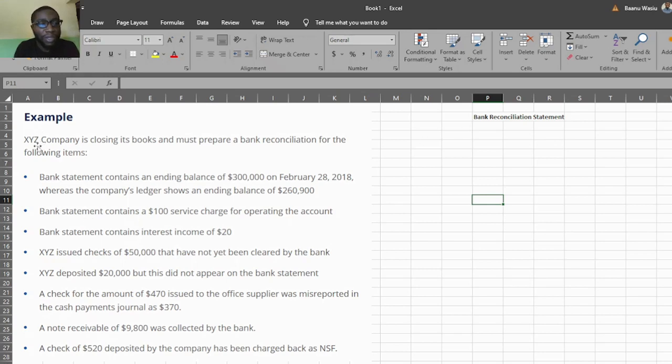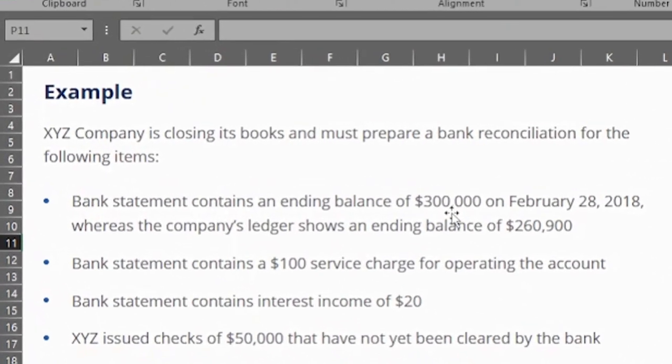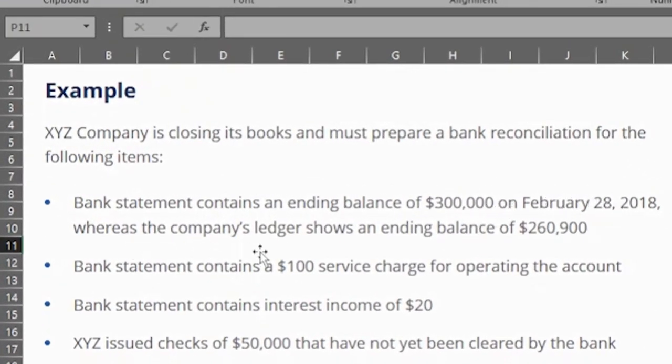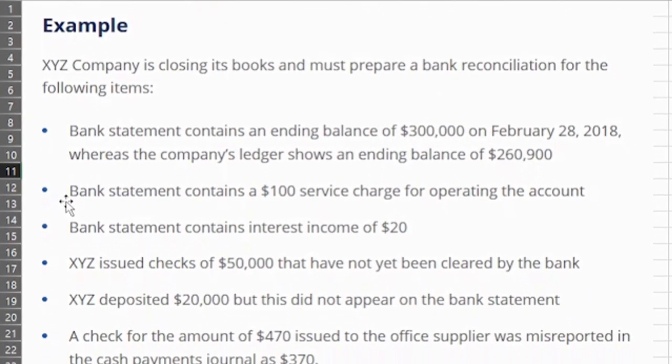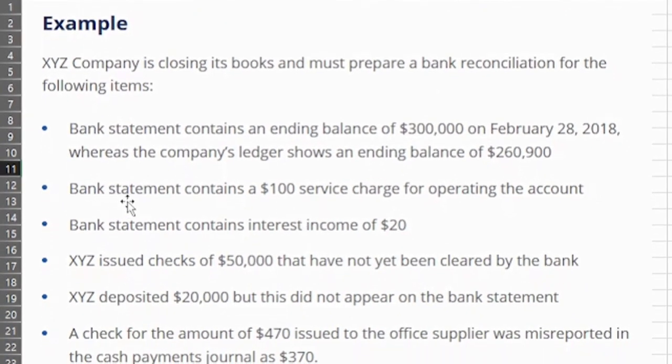Just like this example is saying, this company is preparing a reconciliation statement at the end of the period, and this has the observations. Number one, the bank statement contains $300,000 as balance, whereas the cash book is saying 260,000. So there's a difference, and the reasons for the difference are that the bank statement contains a $100 service charge. That is a charge, an expense, the bank has already recorded, but it is yet to appear in our cash book.